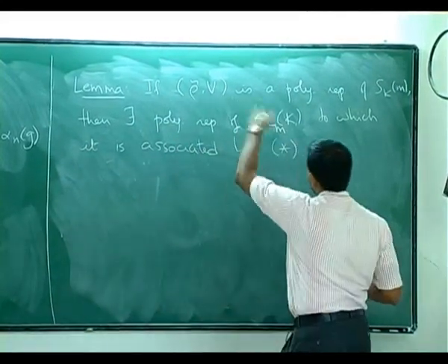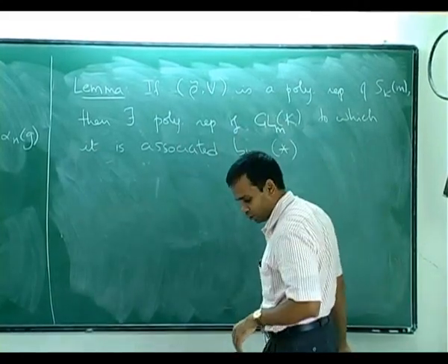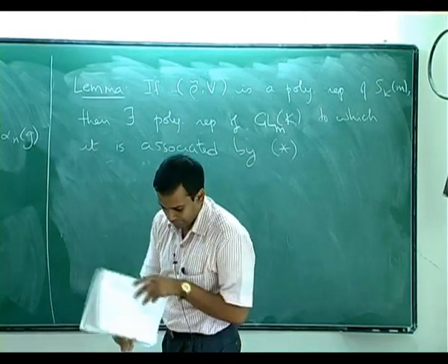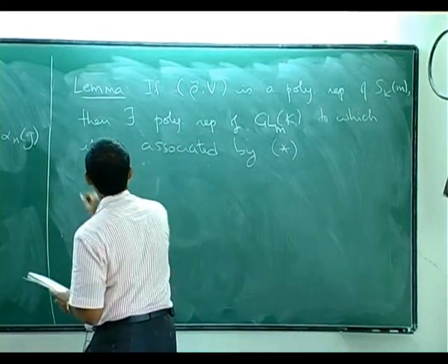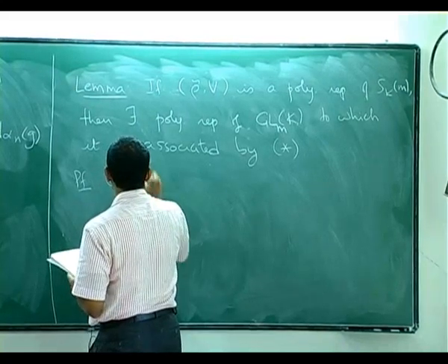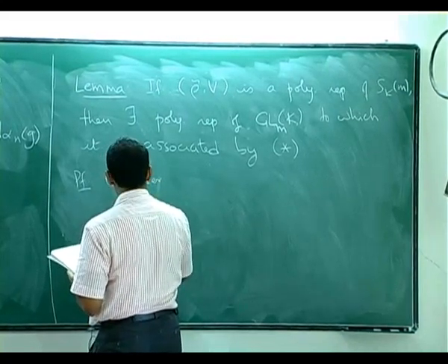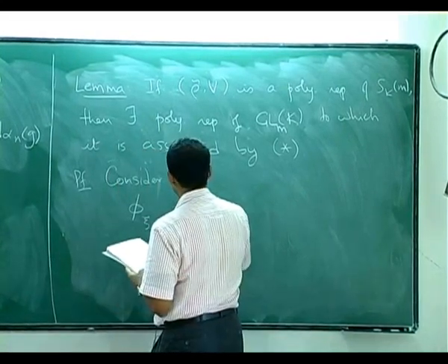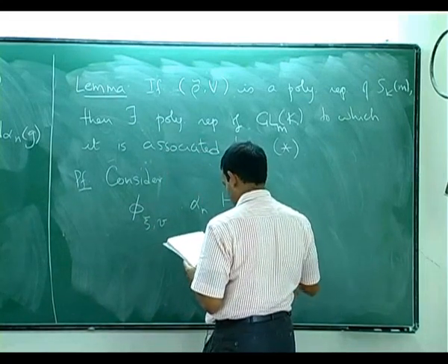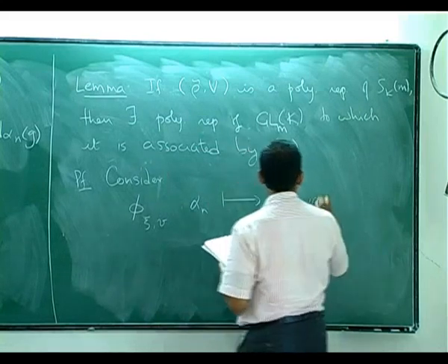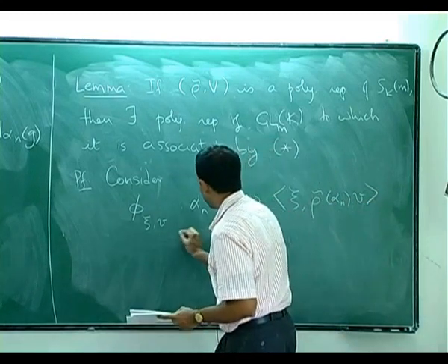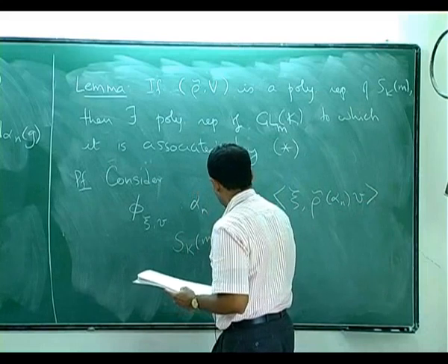Right, I had defined for each polynomial representation of GLMK a module for the Schur algebra. And how do you do that? Well, you consider the linear functional phi Z v, which takes alpha n to Z rho tilde alpha n v. This is from S K M n to k.